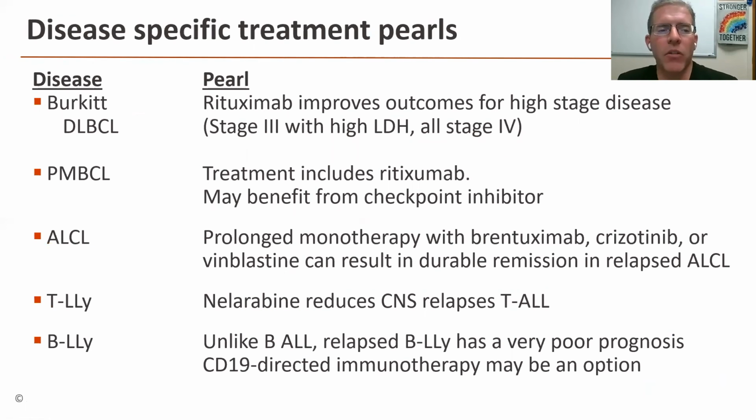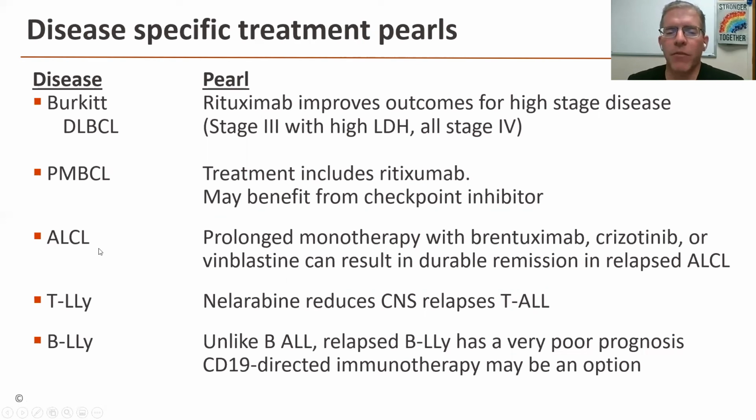In terms of disease-specific treatment pearls, in terms of the mature B-cell lymphomas, rituximab has been proven to improve outcomes for high-stage disease, so stage 3 with a high LDH and all stage 4, and many people are using it for lower stage disease as well. For primary mediastinal B-cell lymphoma, treatment generally includes rituximab, but these patients in the relapse setting may also benefit from a checkpoint inhibitor.